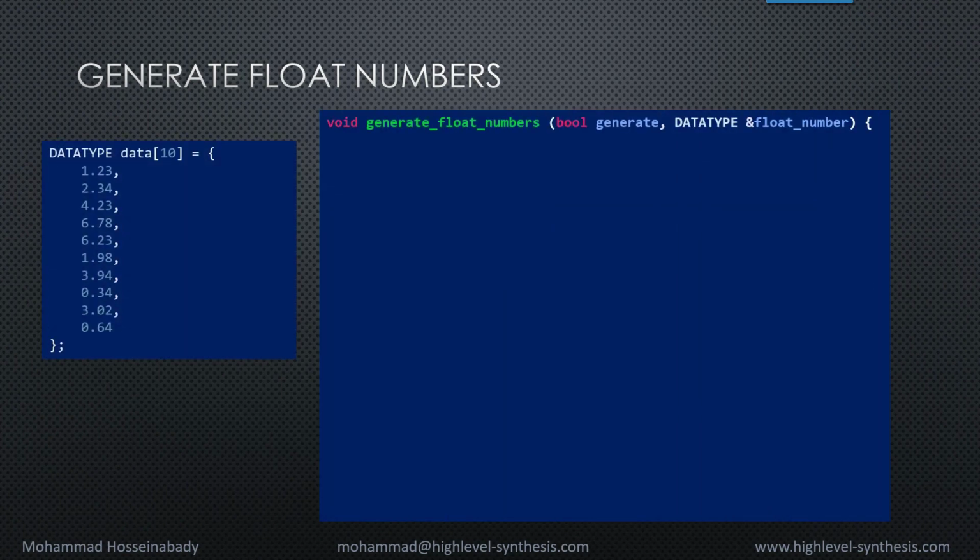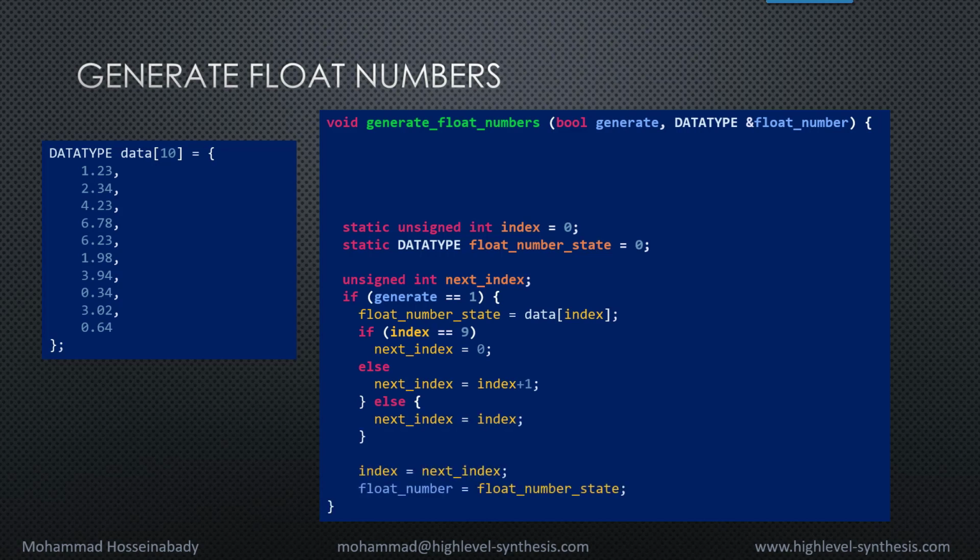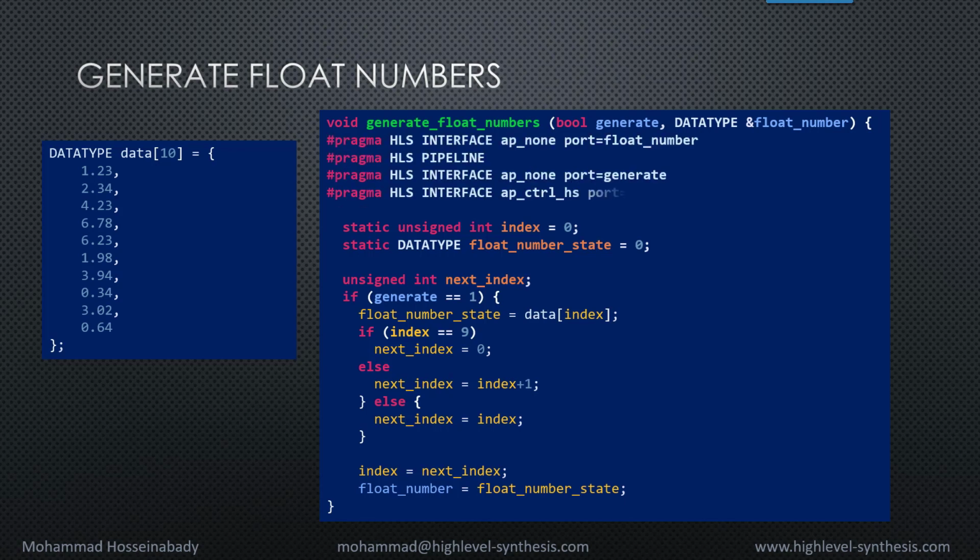Let's have a look at the number generator IP. It has an array of 10 numbers which sends out one of them when it's requested. The top function has one input and output. To keep track of the array index, we need a static variable. Then we define a register to keep the generated output stable, to be used by the downstream IPs. Then, the code checks the generate input. If it's one, it uses the index register to access a number in the array and send that out. Then, it increments the index and makes sure that it is between 0 and 9, as the defined array has only 10 elements. The APCTRL-HS interface is also assigned to the module.